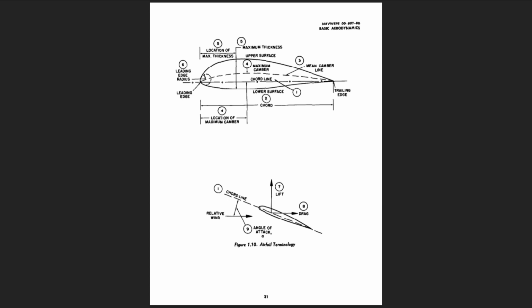7. The lift produced by an airfoil is the net force produced perpendicular to the relative wind. 8. The drag incurred by an airfoil is the net force produced parallel to the relative wind. 9. The angle of attack is the angle between the chord line and the relative wind. Angle of attack is given the shorthand notation lowercase alpha.